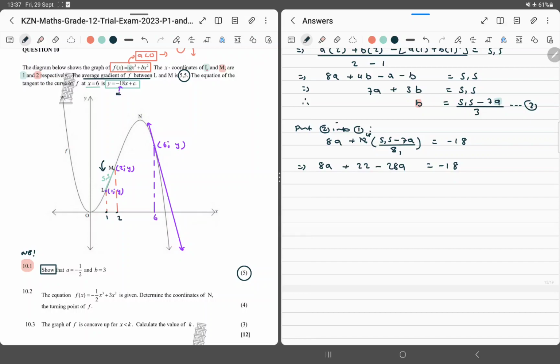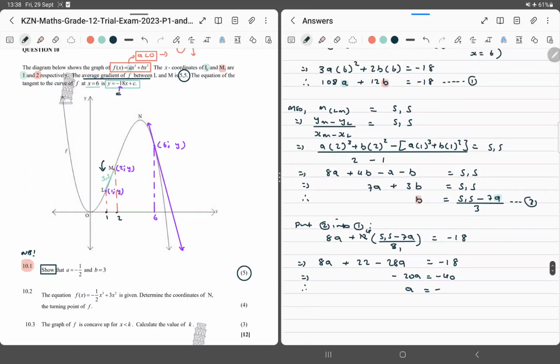So gymnastics of word. You must always be smart and be able to do the things that can be done. So now 8 minus 28, this is minus 20a, is equal to minus 18 minus 22. That's 40, right? Minus 40. Therefore, our a is going to be negative.